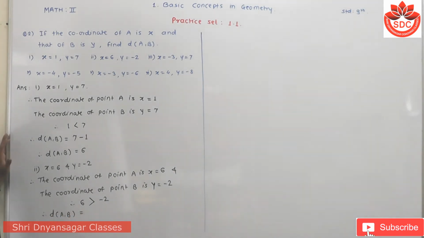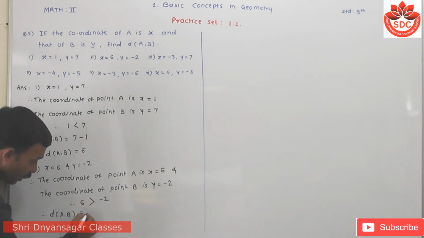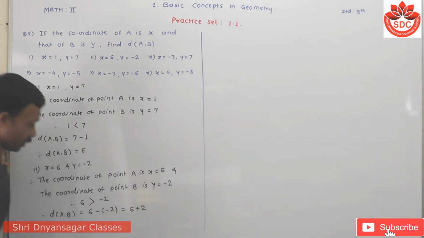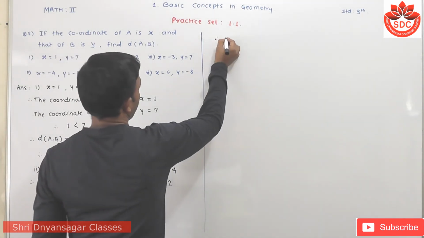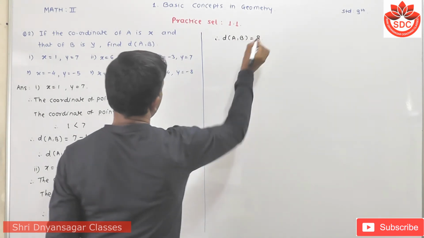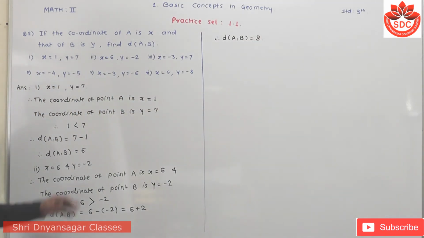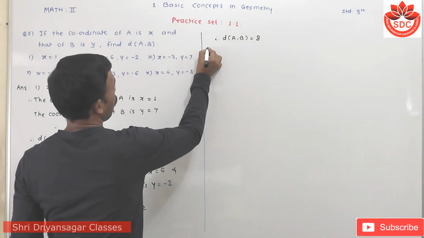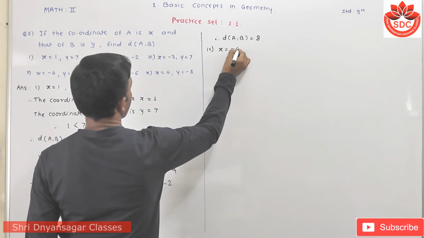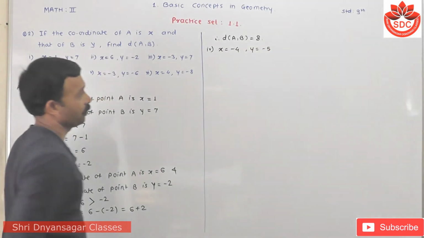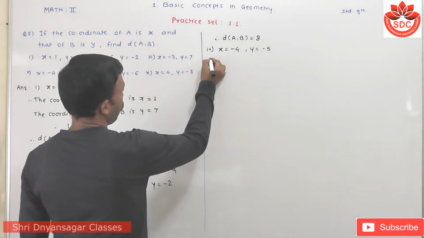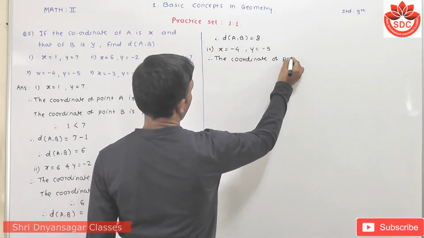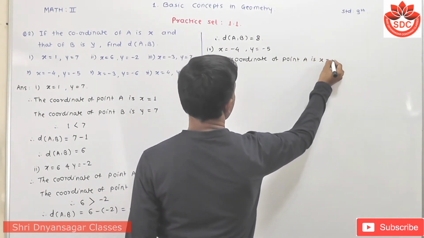Smaller number from... x is equal to minus 4 and y is equal to minus 5. Then x is the coordinate of point A, therefore the coordinate of point A is x is equal to how much?